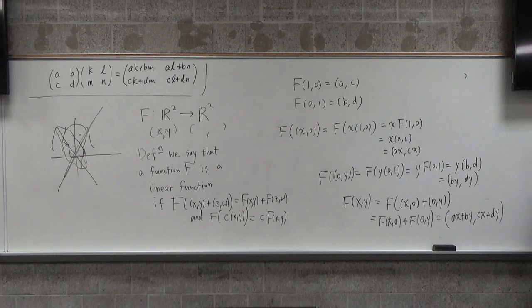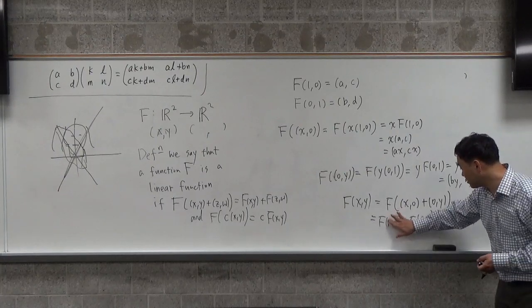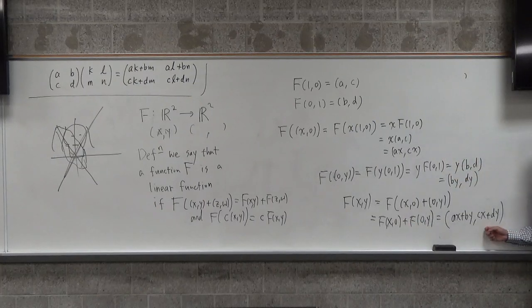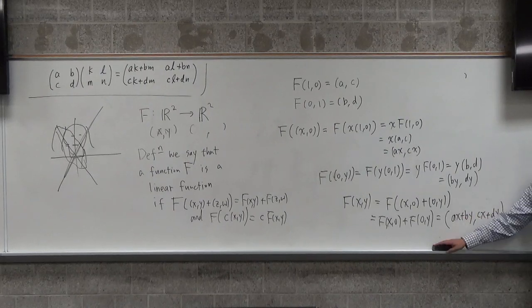Okay. So that's the generic formula for a linear function from R2 to R2. Yes? This would be x, right? F of x of 0. X0. Yeah. Okay, this is how a linear function from R2 to R2 should look like. Every one of them should look like that. You just need four numbers.